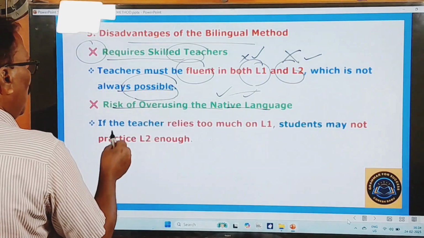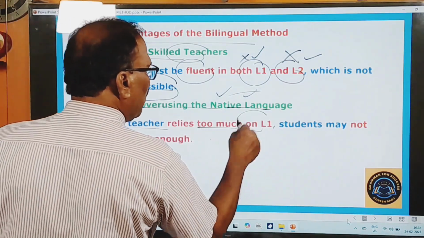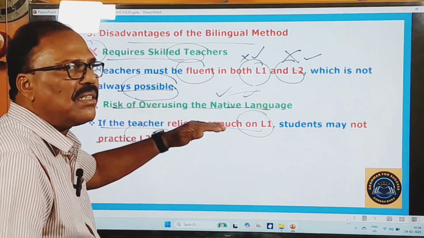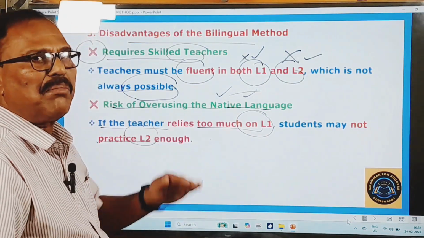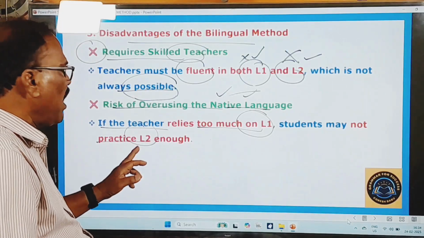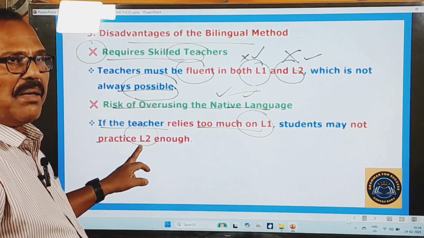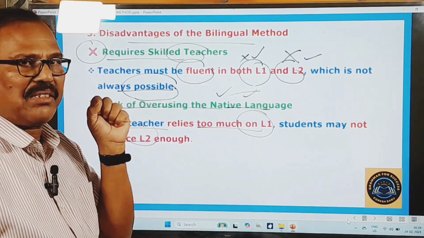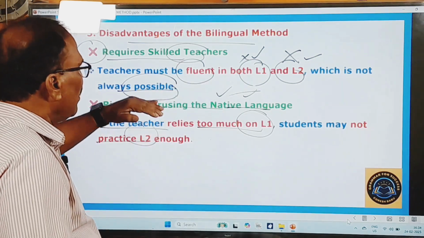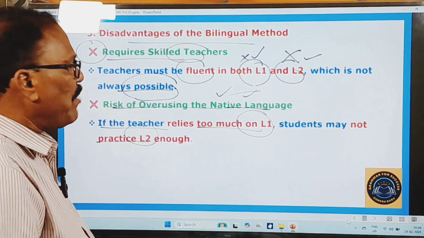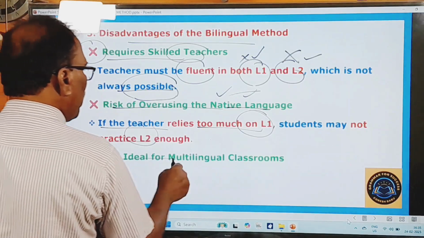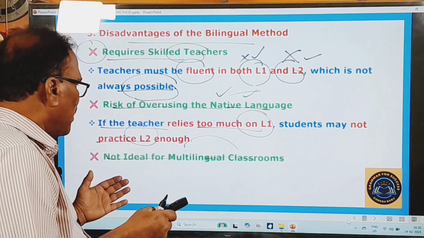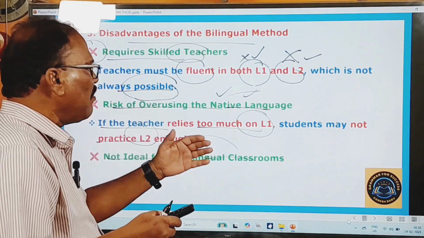The danger is there. So if the teacher relies too much on L1, students may not practice L2 enough. So if the teachers teach the students only in L1 more and more, then the students may not become perfect in L2. They may not pick up L2 very easily, very successfully, and all that. So that's why that danger is there. That is the second disadvantage of this bilingual method. Not ideal for multilingual classrooms. So this bilingual method is not advantageous or not ideal for multilingual classrooms.